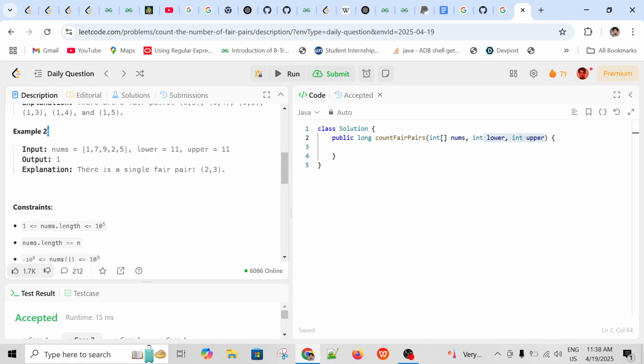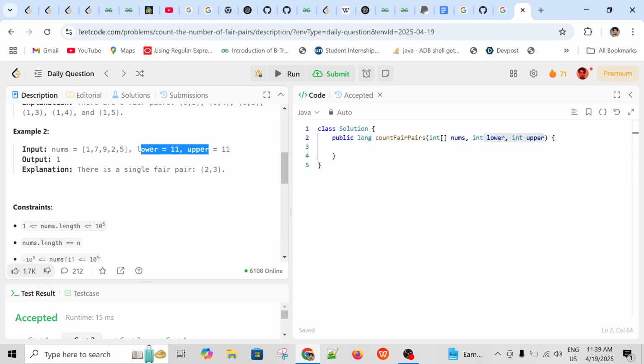Similarly, for the second example, we can see that lower and upper are both 11. So can we make 11? Let's see. This is 9 and 1, that is 10. So if I write it from 1, 7 and 8 is not, 9 and 10, 9 and 1 will be 10, also not. And then okay, this pair 7 and 2 will give you 11, and this will lie in the range of lower and upper, so we will consider it.